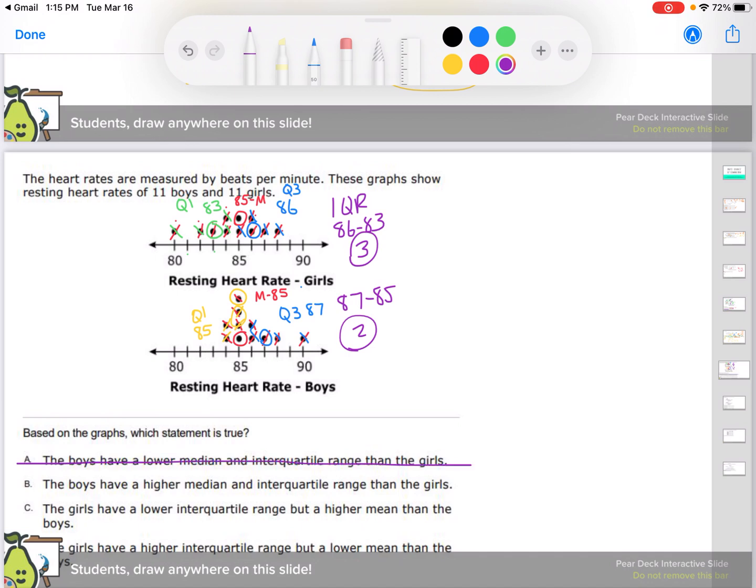The boys have a higher median. No. The girls have a lower interquartile range. No. The girls have a higher interquartile range. I think it's this one, but I need to check the second part.